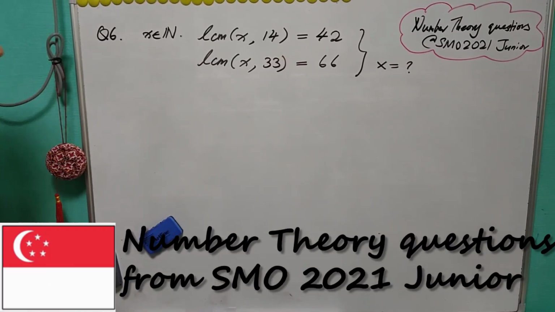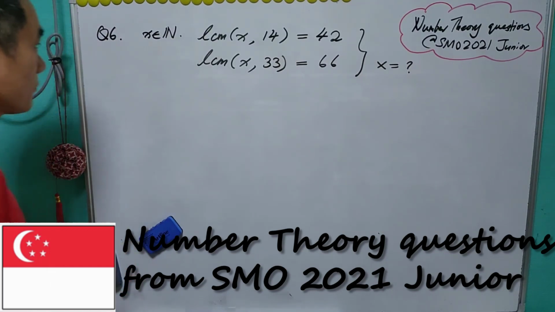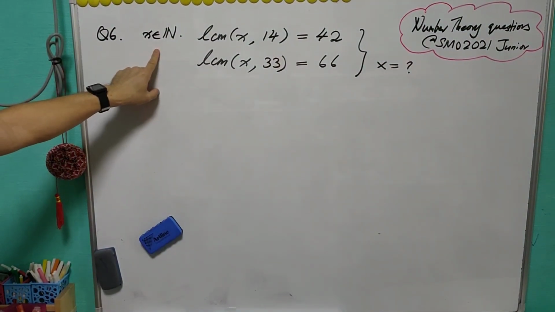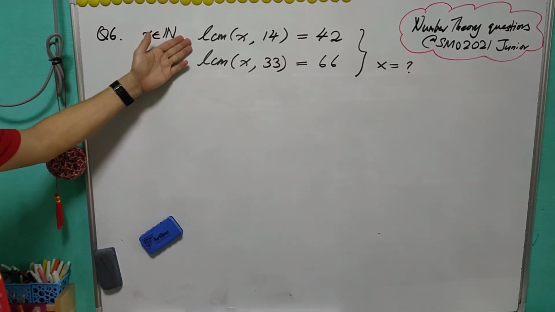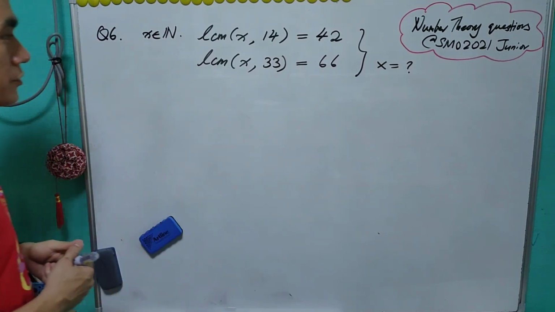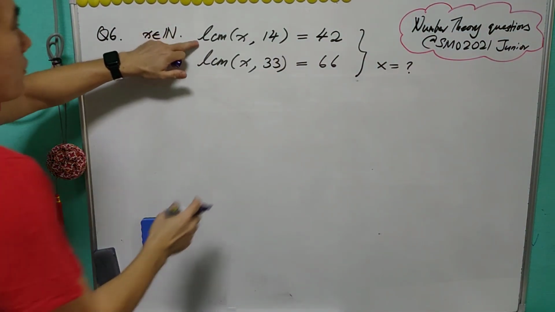So in today's lesson, we are looking at some number theory questions from SMO 2021 Junior section. This is question number 6. X is a positive integer such that the LCM of x and 14 equals 42, and the LCM of x and 33 equals 66. What is the value of x? Now we will look at this again.